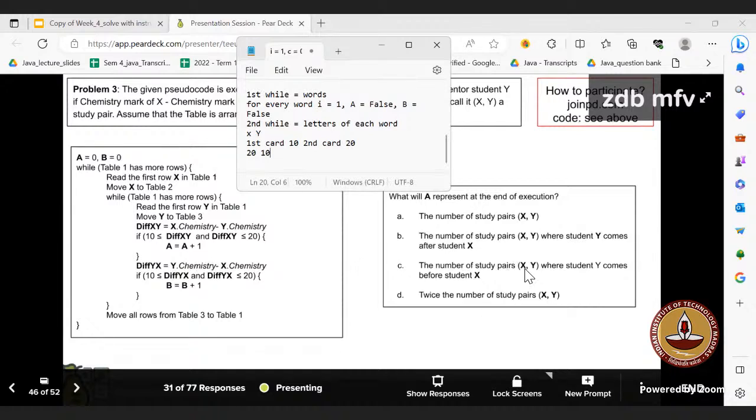But here you are calling number of study pairs x and y. What you are checking is where y comes before x. That means y minus x you are doing first. And if the difference is between 10 and 20, then b equal to b plus 1 will happen.